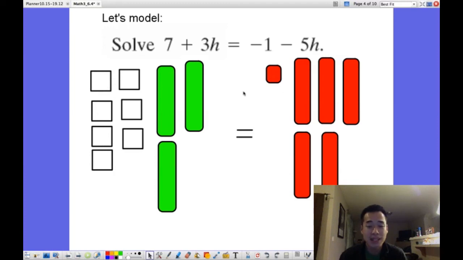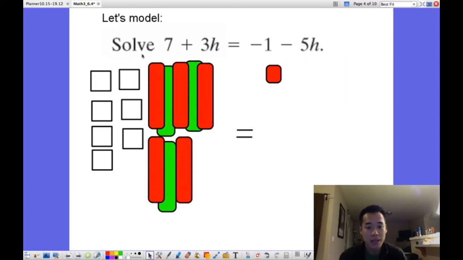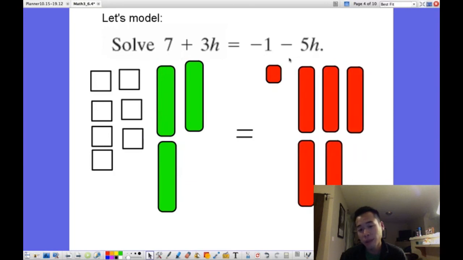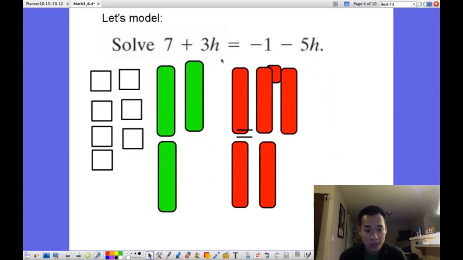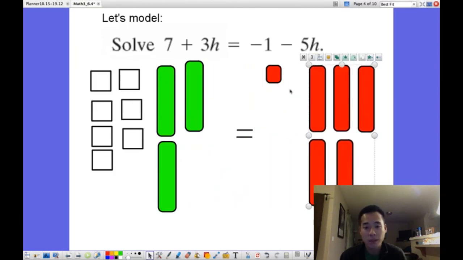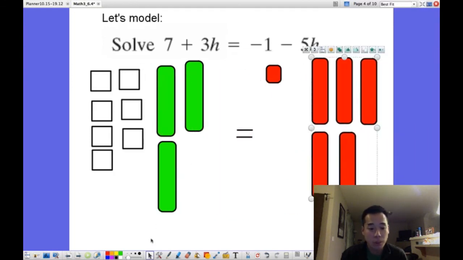So what I need to do is move these red ones, the negative 5h, over to the other side. But what I know about math is if I want to move it across the equal sign, I have to do the inverse operation. Remember, we don't really subtract in math, we always add either positive or negative. So in order to move these 5 red bars over, I need to add 5 green bars to both sides. Okay, so I'm going to quickly do that.